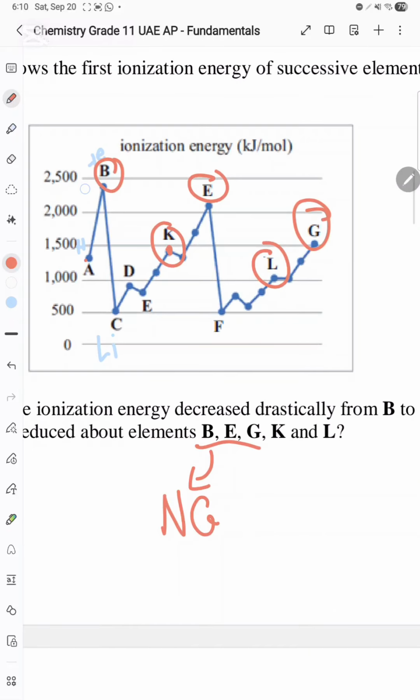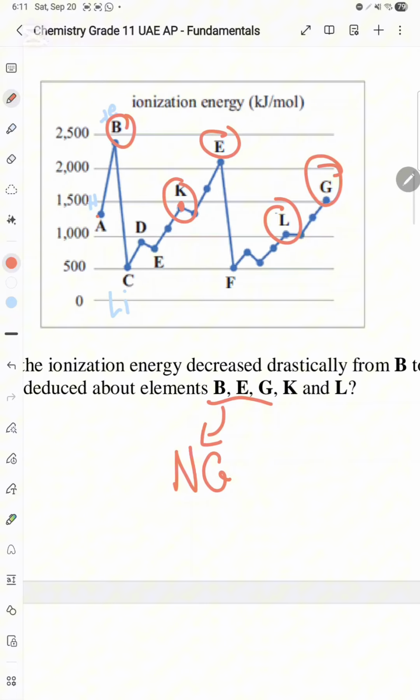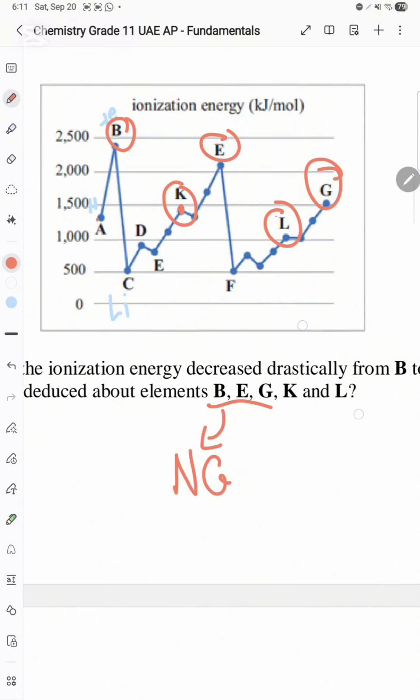Nitrogen and phosphorus are in the same period. Or are they in the same group? Wait, sorry, they're in the same group. Since they're in the same group, they have half-filled p orbitals. They both belong in group 5. To know this information, you obviously need to write down their electronic configuration.